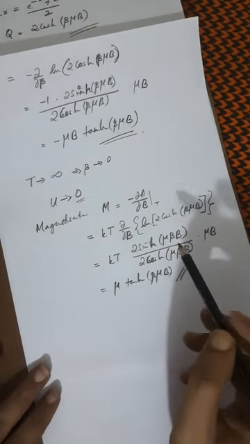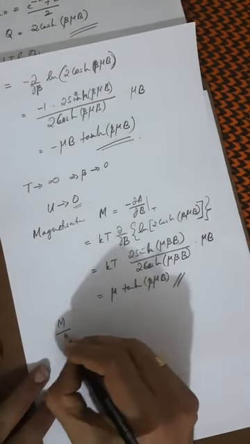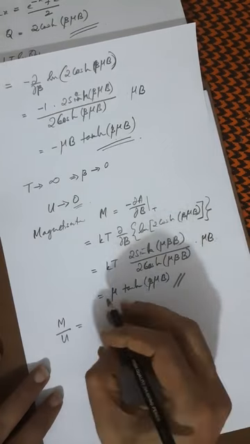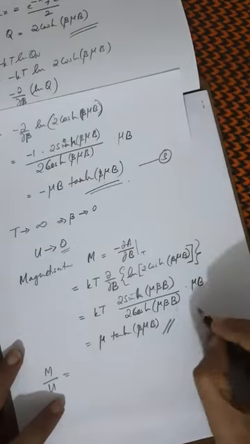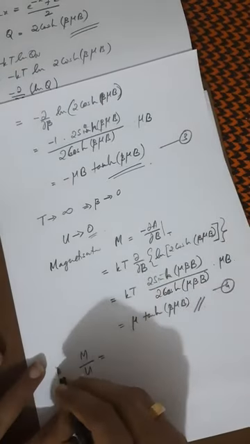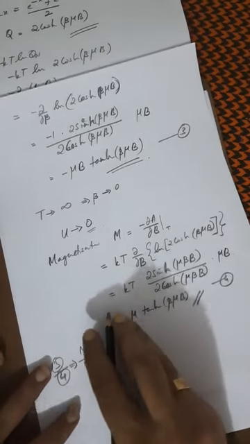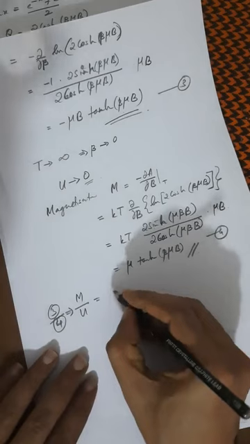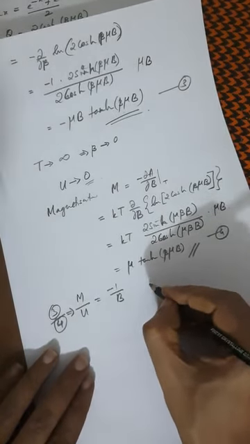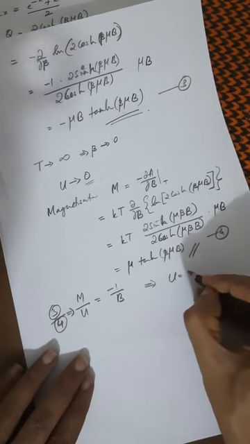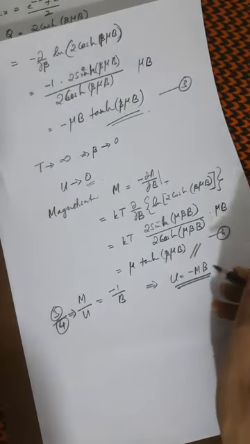Of course, you have the connection between U and M. If I take the expression for U as equation 3 and this as equation 4, then equation 3 by equation 4 will give me M by U is equal to minus 1 by B, which means that U is equal to minus MB for a paramagnetic system based on my expression.